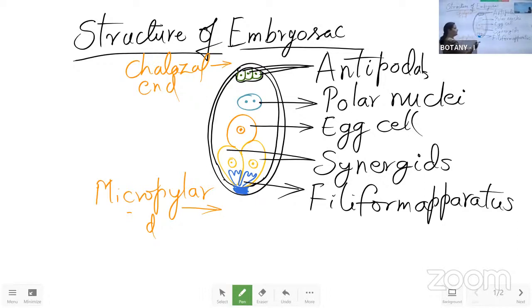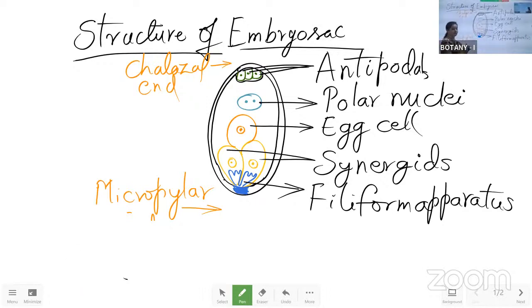And the filiform apparatus that is present inside the synergids will absorb the nutrients from the nucellus tissue that is present outside this embryo sac. Okay, because this embryo sac is present in the ovule. So in the ovule, again, nucellus tissue is present. So that nucellus tissue is giving the food, that is the nutrients for the egg cell. Those are absorbed by the filiform apparatus. So the function of the filiform apparatus is to absorb nutrients from the nucellus tissue and supply to the egg cell. That is the first function for the filiform apparatus.